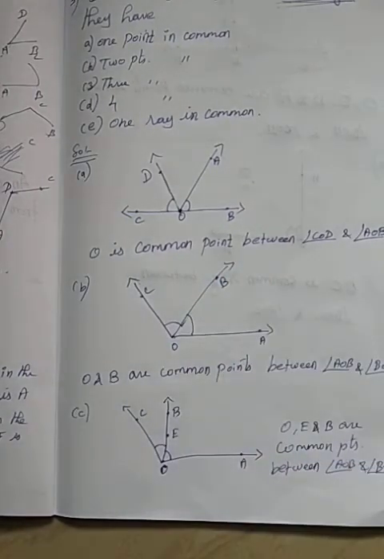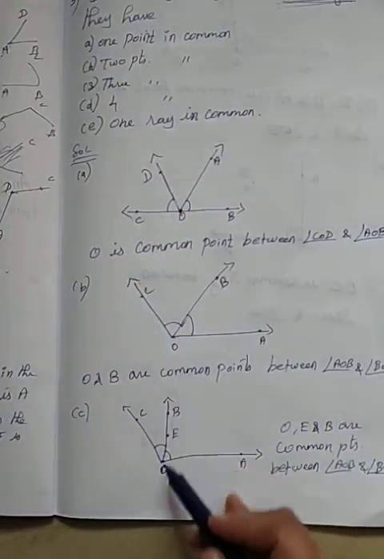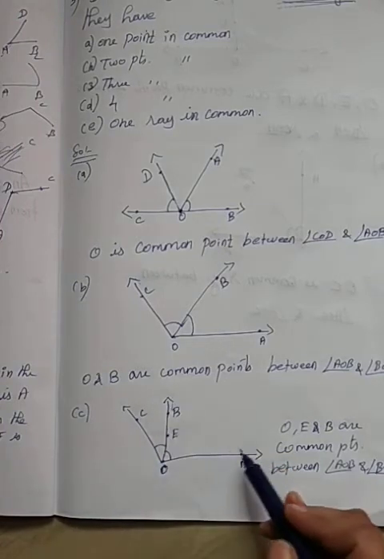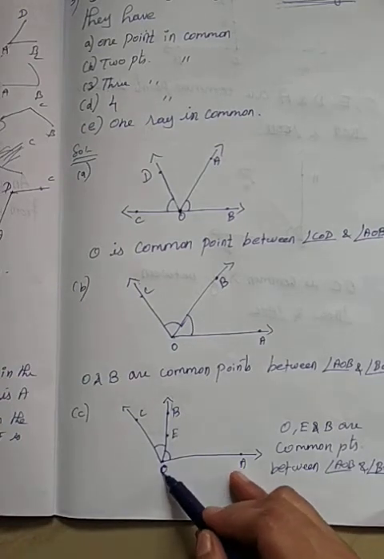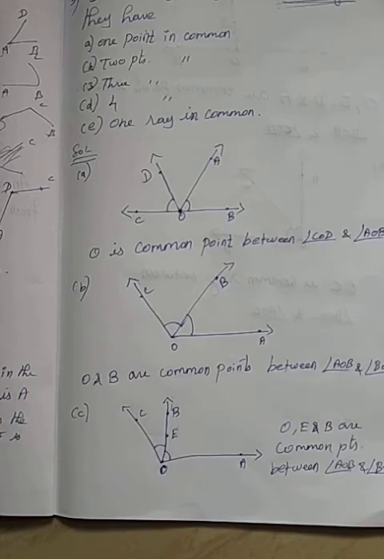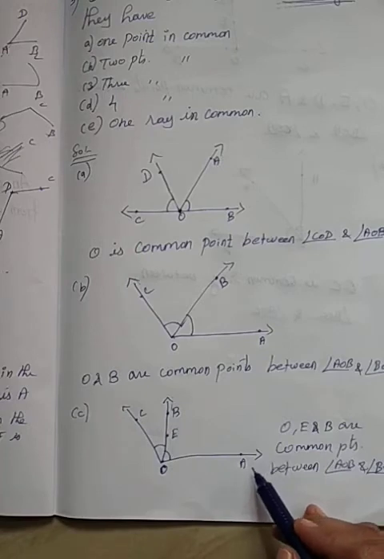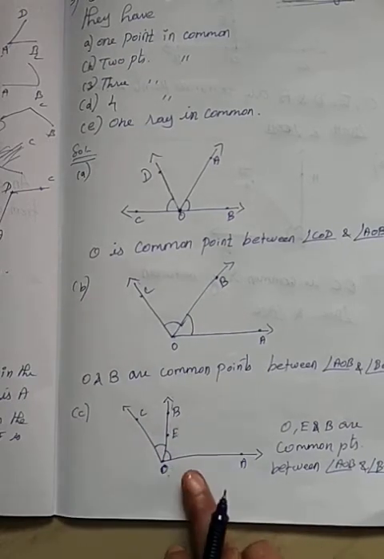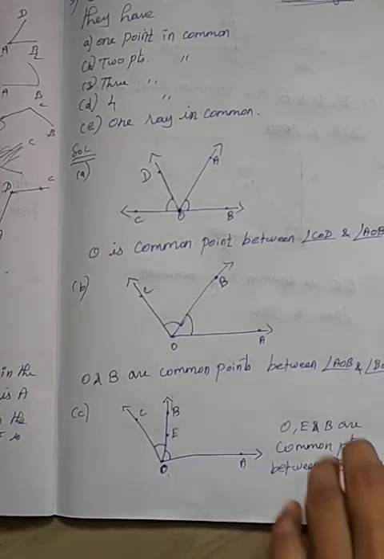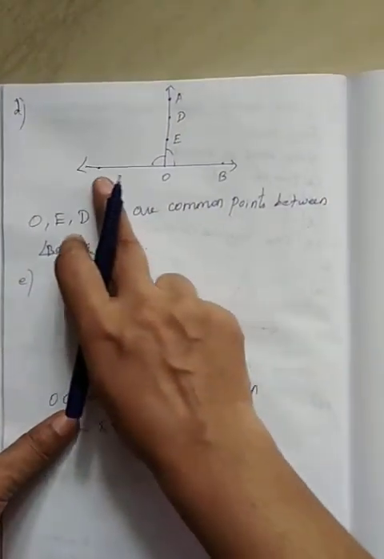See the third one. What is the third one? 3 points, 2 angles. The same diagram you can draw, or otherwise you can draw this one. Okay. See 2 angles, 3 points. 1, 2, 3 points. So O, E, B are 3 common points between this one angle. This is another angle. So we can say that AOB and then BOC. For these two angles O, E, B are the common points. Clear? The next, fourth one. What is the fourth one? 4 points, 2 angles. Okay. See here.